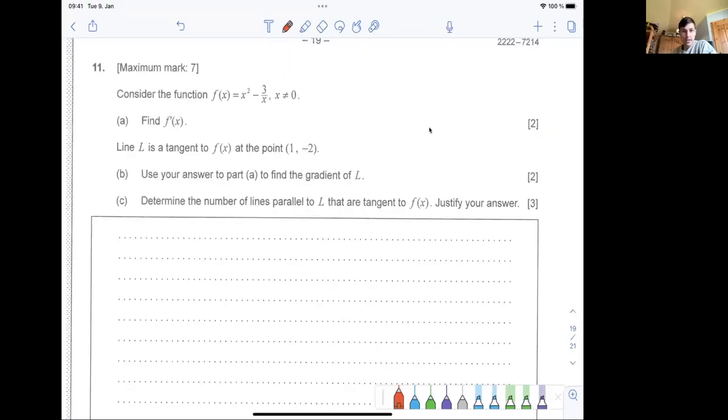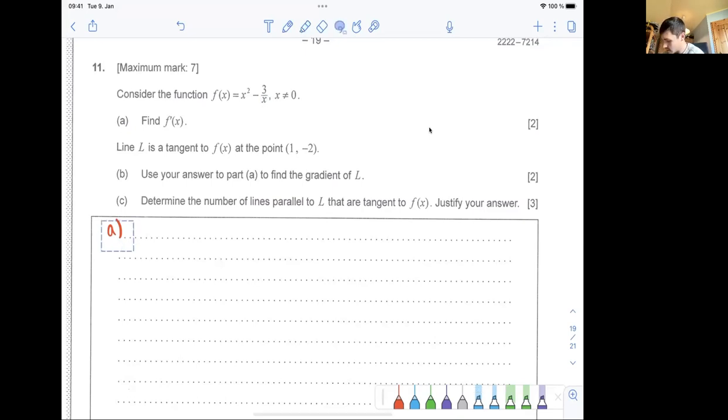Question 11. Consider the function f(x) is equal to x squared minus 3 over x, where x can't equal 0. And part A asks us to find f dash x, or the first derivative of f(x). Okay, so for this, you're going to need to know how to differentiate a function. And actually, specifically for this one, you're going to need to know some of your indices laws. So specifically, how can we rewrite 3 over x so that it's easier to differentiate?